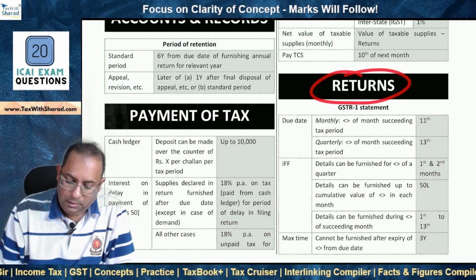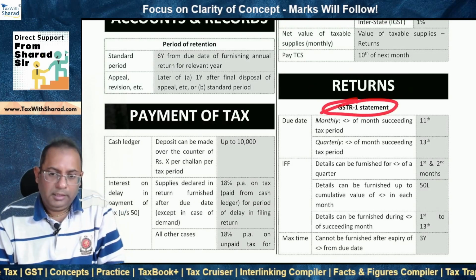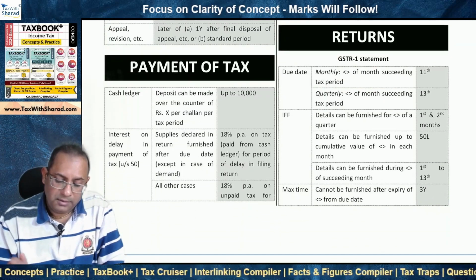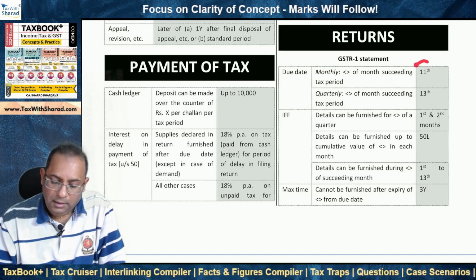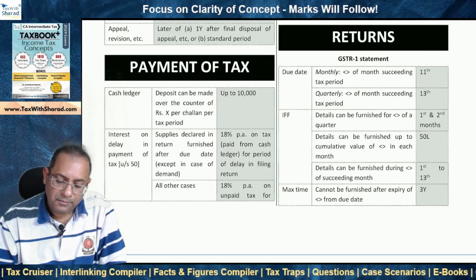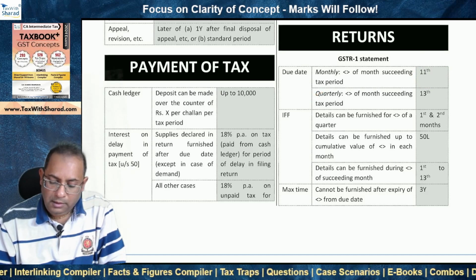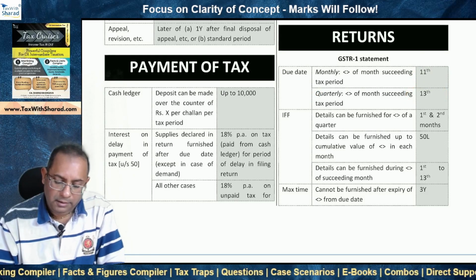Now we will finally talk about returns. GSTR1, statement of outward supplies. What is the due date to file? In case of monthly GSTR1, it is 11th of the month succeeding the tax period. In case of quarterly GSTR1, it is 13th of the month succeeding the tax period.